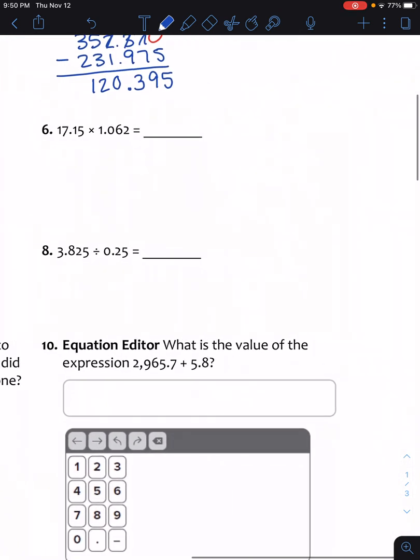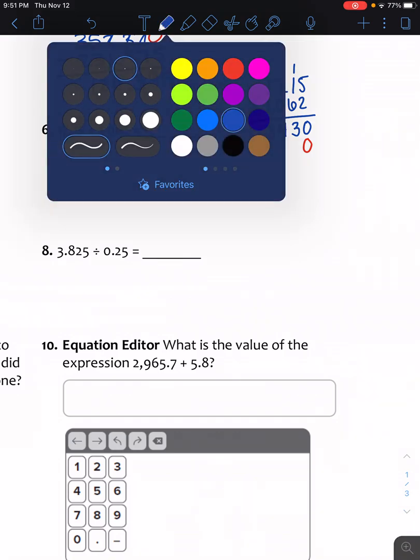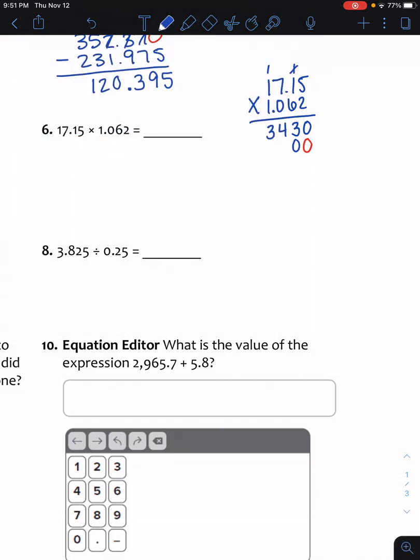Number 6, we're multiplying again, so I'm going to do it over here. 17.15 times 1.062. So 2 times 5 is 10. Carry the 1. 2 times 1 is 2, plus 1 is 3. 2 times 7 is 14. Carry the 1. 2 times 1 is 2, plus 1 is 3. I have to move over a place value. 6 times 5 is 30. Carry the 3. 6 times 1 is 6, plus 3 is 9. 6 times 7 is 42. Carry the 4. 6 times 1 is 6, plus 4 is 10.